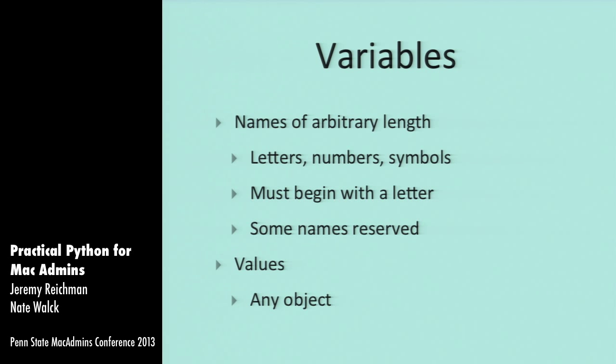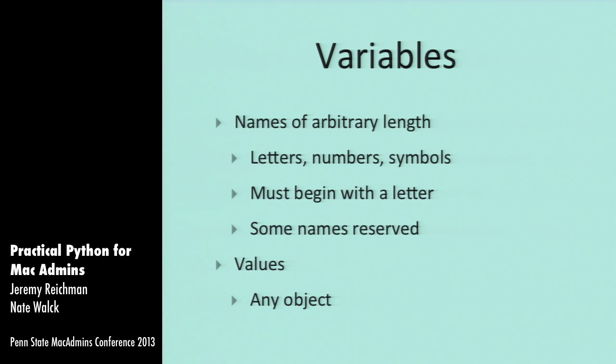Variables are arbitrary length, so you can have them as long as you want. It gets a little bit cumbersome, though, if you have something that's more than 80 characters, because then you have to wrap just the variable name, which is not fun. It can be letters, numbers, and symbols, but it cannot start with a number. It must start with a letter. And some names are reserved, just like in Bash, like for, and, if, things of that nature.